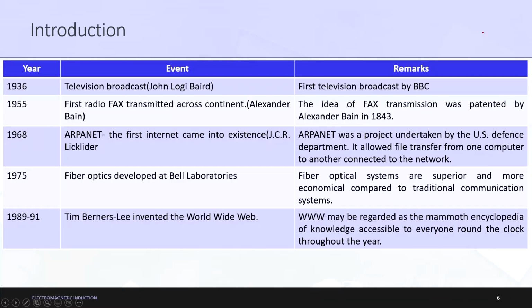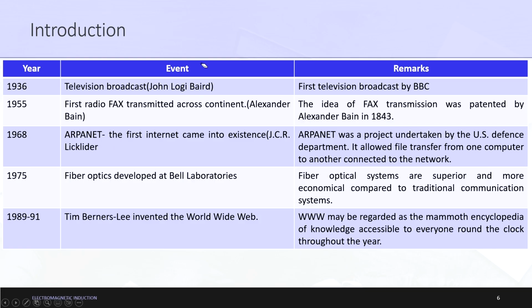So the first television broadcast was done by BBC. BBC is a foreign channel. In 1955, the first radio was transmitted across continents. Then the next thing, the internet, came into existence, known as ARPANET. Then fiber optics was being developed.